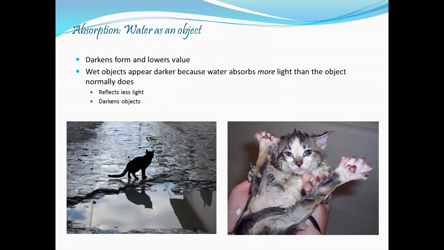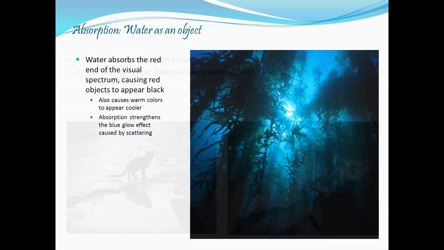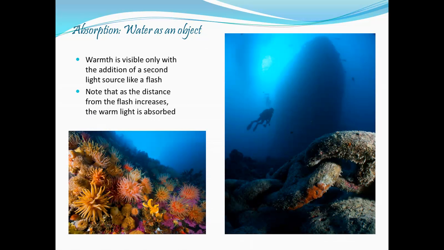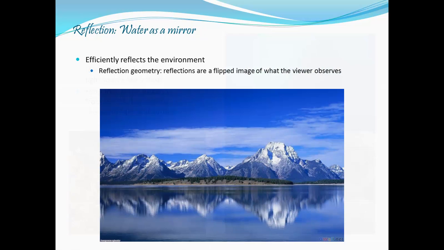Water darkens form and lowers value by absorbing light, so wet objects will appear darker. Water absorbs the red end of the visual spectrum, causing red objects to appear black and cooling warm colors. In underwater photography, warmth can be achieved by using a flash.